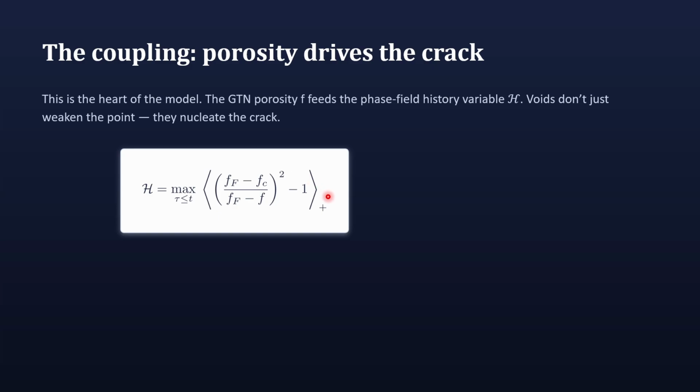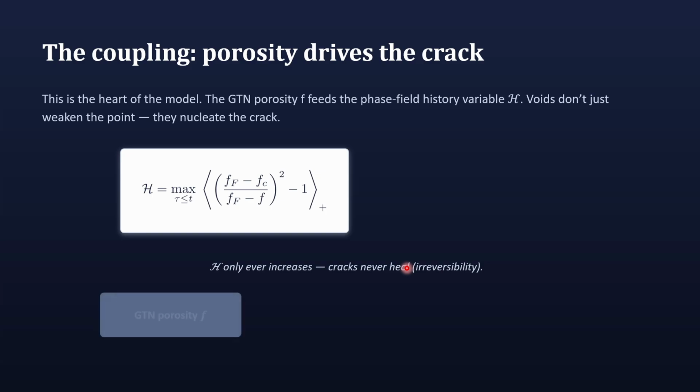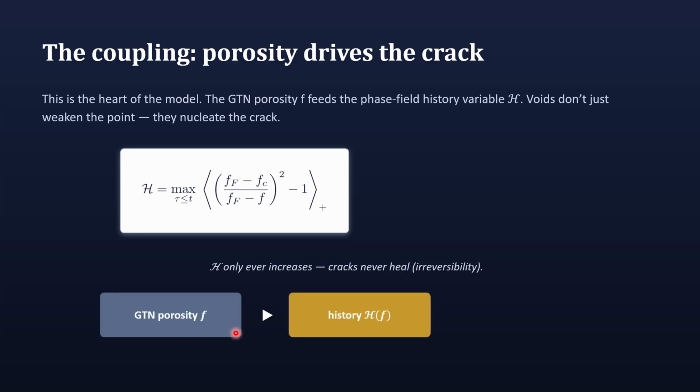So H only ever increases, cracks never heal, which is the irreversibility condition. As I said before, this is one of the main assumptions of the phase field model, which we have to ensure. Now, we have the GTN porosity f. We define the history field using this f. And using this history field, we calculate the phase field and we plot that contour in order to give us the crack. I hope this coupling part is clear.